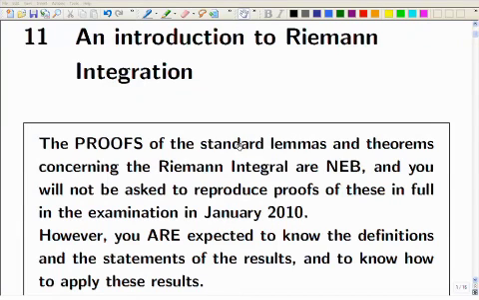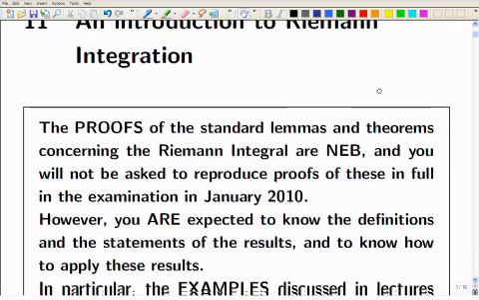So this is the last lecture of this module, and we're on Chapter 11, an introduction to Riemann integration. It's a one-lecture chapter, which means that I'm going to be explaining the theory with some illustrative pictures, diagrams, examples. We won't have time to prove lots and lots of results. However, we will look at some examples in a bit of detail. And as it says here, it summarizes at the beginning of the chapter.